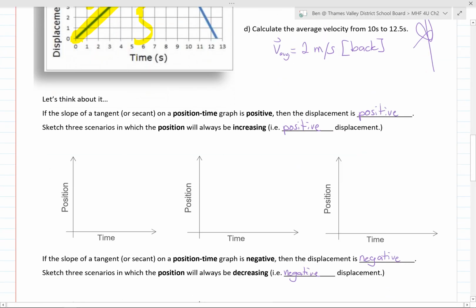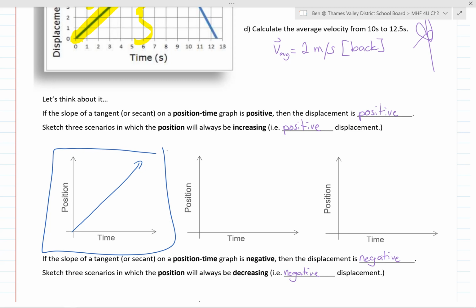The very first one is with a constant velocity. That is, we're going to have a straight line here. Because it's a straight line, that means our rates of change remain constant. They remain the same. And if our rate of change remains the same, it means that the velocity would be the same throughout here. Okay, velocity is the same. This is positive displacement throughout.